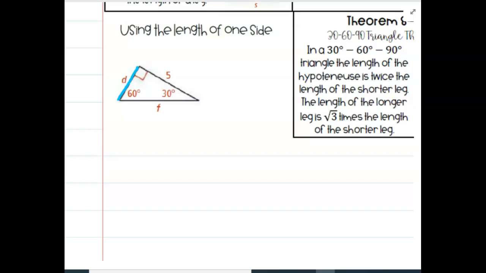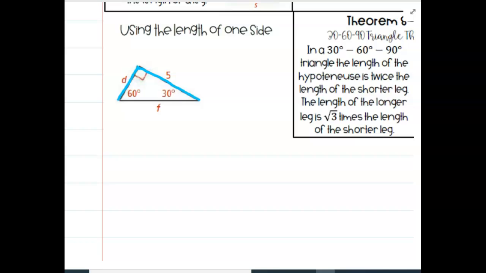Now, in this case, they don't give me that. If they give you the hypotenuse, it's pretty easy to figure out the rest of them as well. Like if the hypotenuse is 20, that would be 10. Right? Because the hypotenuse is double that shorter leg. But in this case, I don't have the hypotenuse either. What they give me is the other leg. They give me the 5.